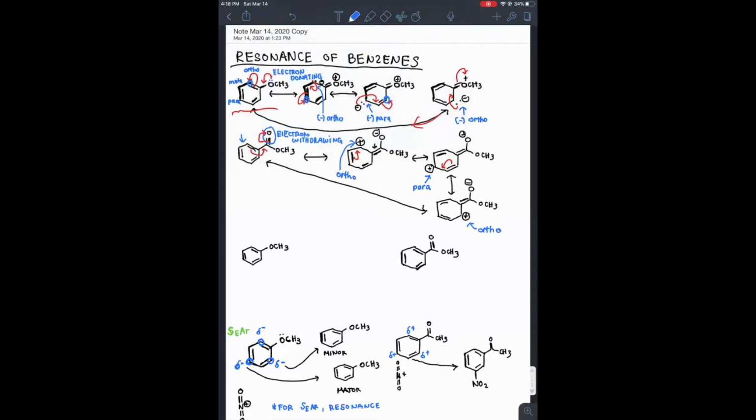All right. And then just to finish this off, we can push the electrons back onto that carbonyl and then neutralize this molecule and neutralize that positive charge. And we go back to our original molecule.